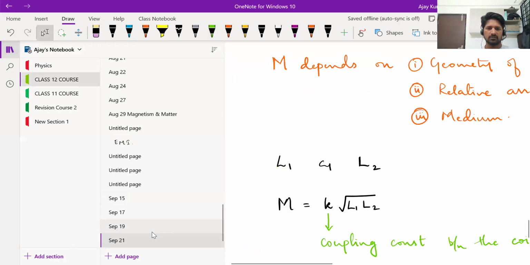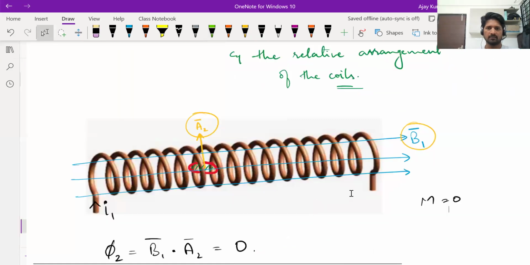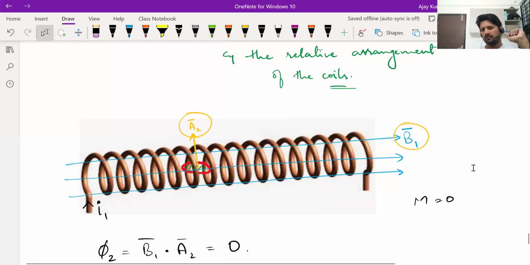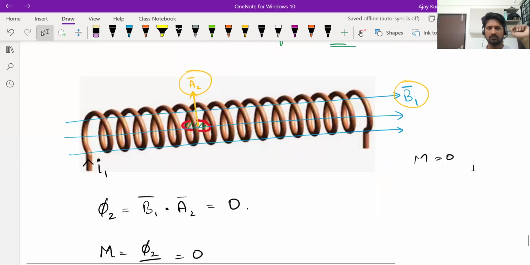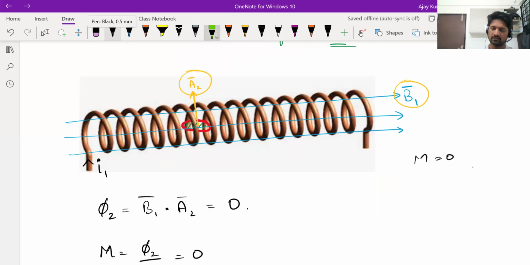Let's go back to yesterday's problem. There's a long solenoid and a circular loop is placed parallel to the axis of the solenoid. In this case, we got mutual inductance to be 0 and it makes sense. We assumed current flowing in the solenoid. The solenoid is producing flux, as you can see, field lines are there. None of those field lines result in any flux through the second coil. So their mutual inductance is 0. In this case, you can say the coupling constant will be 0.